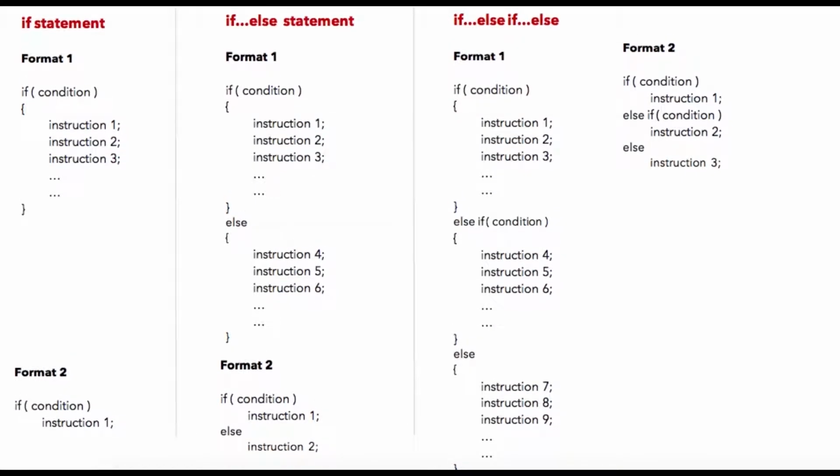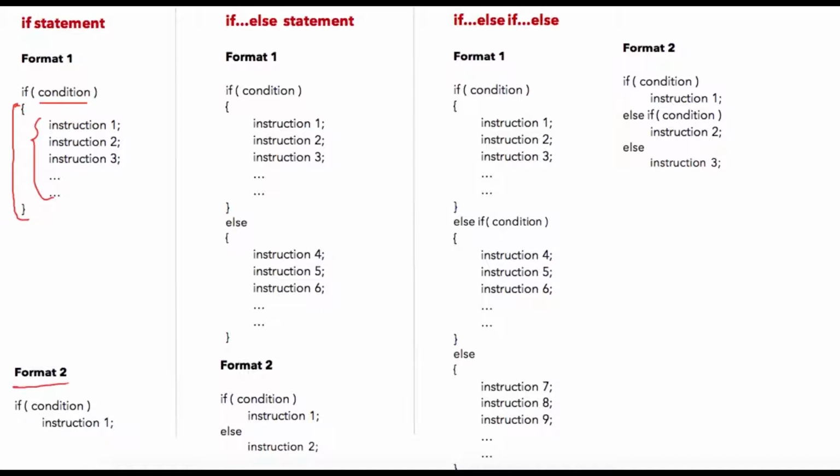Now let us check the syntax. So this is the general if statement. Format 1, as an example, is if, and inside the parentheses I am writing the condition. If the condition is true, all these instructions will be executed. This whole part is my if block. If my condition is false, this whole block will be skipped. It will not get executed at all.